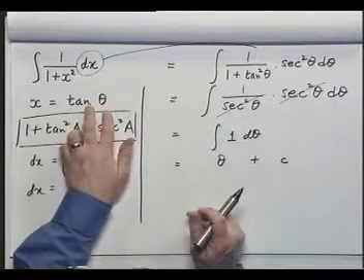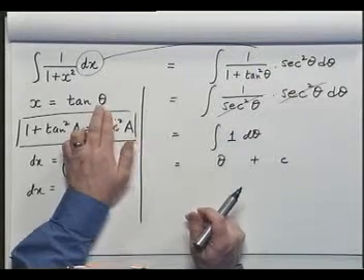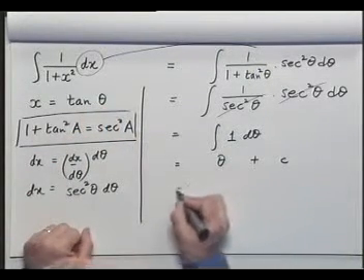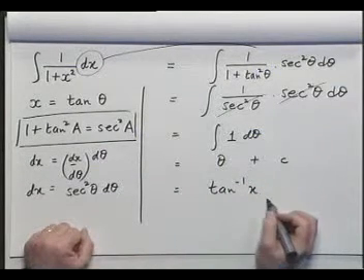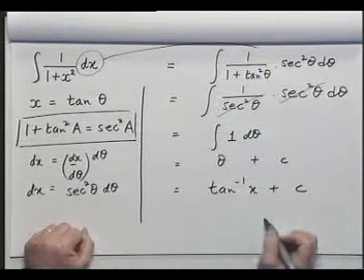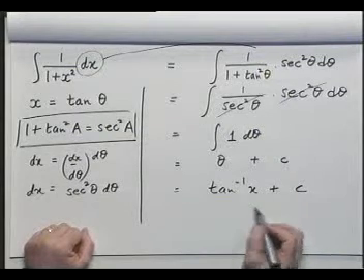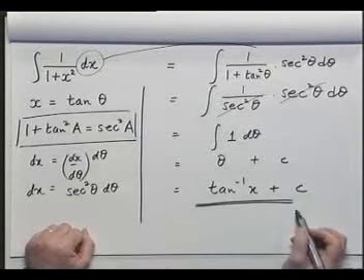We want to return to our original variables. And if x was tan theta, then theta is the angle whose tangent is x. So theta is tan to the minus 1 of x plus a constant. And that's the problem finished.